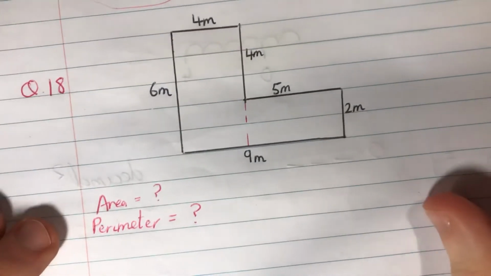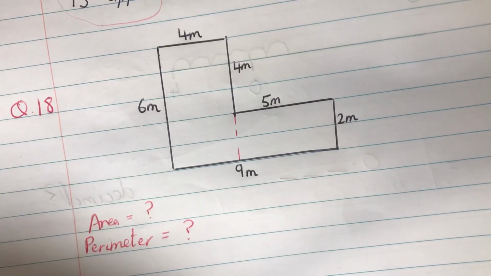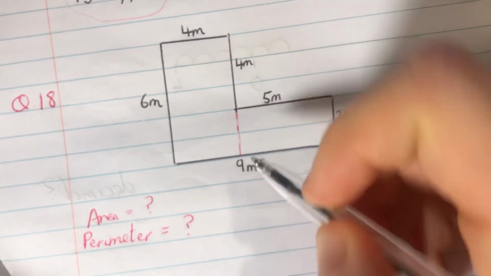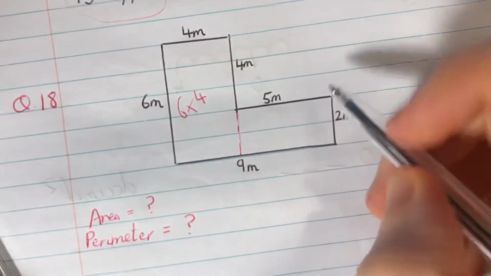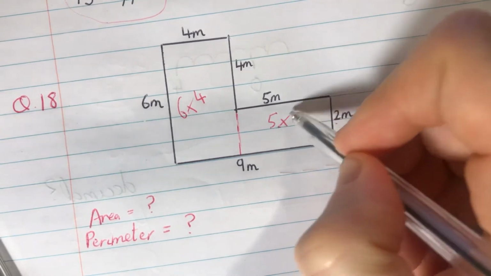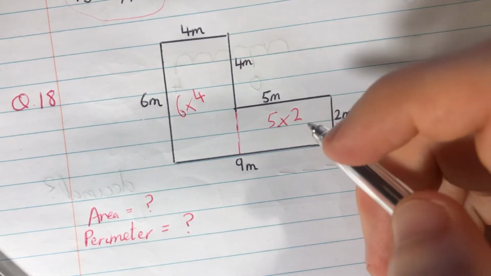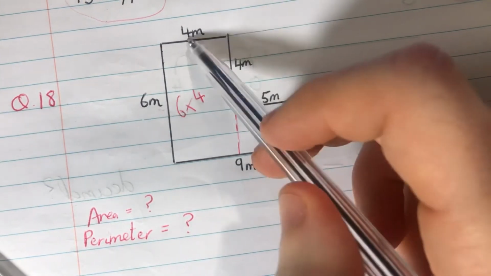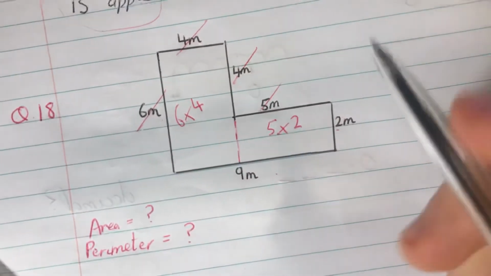Question 18. Again, it gives us an irregular shape and asks us to find the area. So we need to make 2 regular shapes. So I put my line down here. So you have this rectangle, 6 times 4. This rectangle, 5 times 2. So you'll be able to figure that one out. And the perimeter, before we do the perimeter, check, has every side got something on it? Yes, it has. Then start adding. Add them up and whatever you get there.